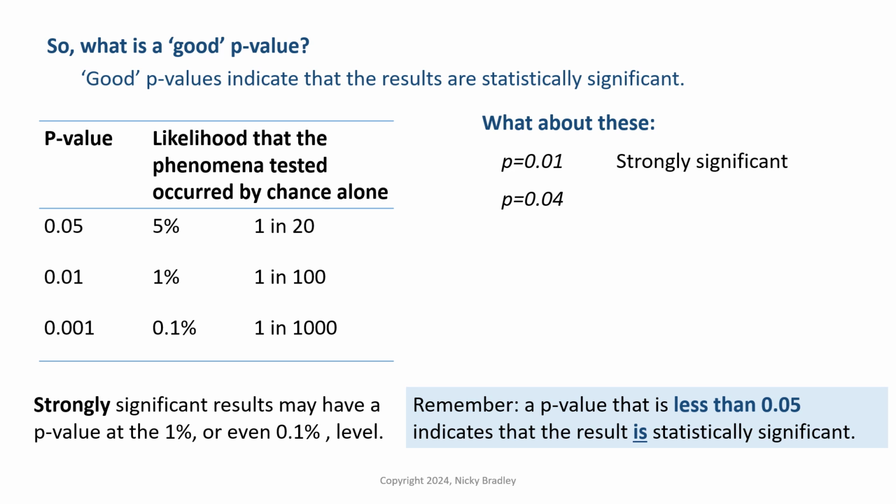P equals 0.04. Is that less than 0.05? It is, isn't it? So therefore, those results are significant. P equals 0.08. Is that less than 0.05? No, of course it's not. Therefore, those results are not statistically significant. There is an unacceptable chance that that result was due to chance alone.